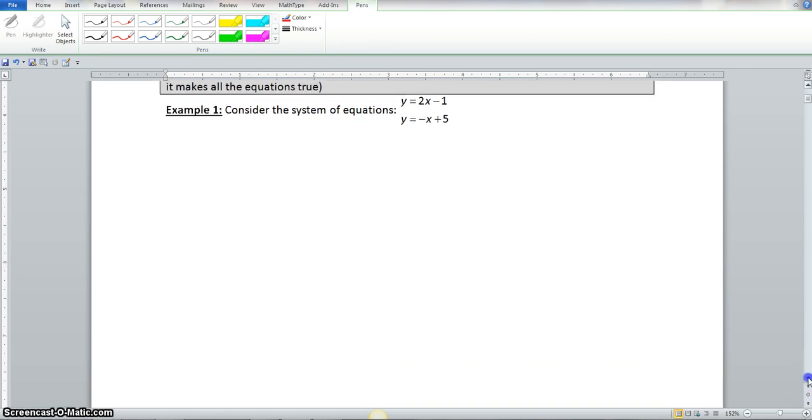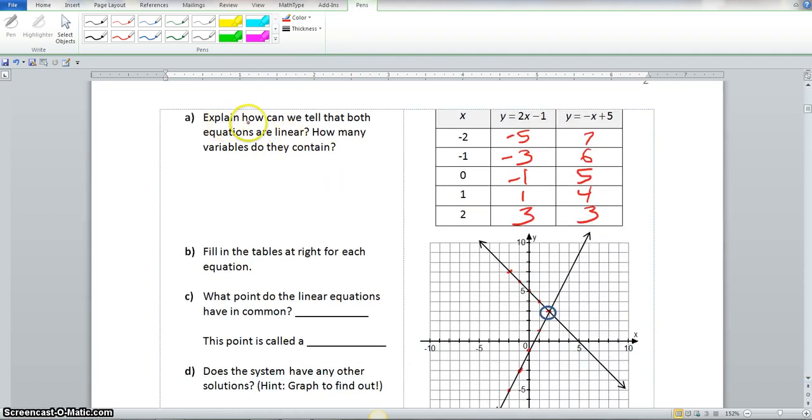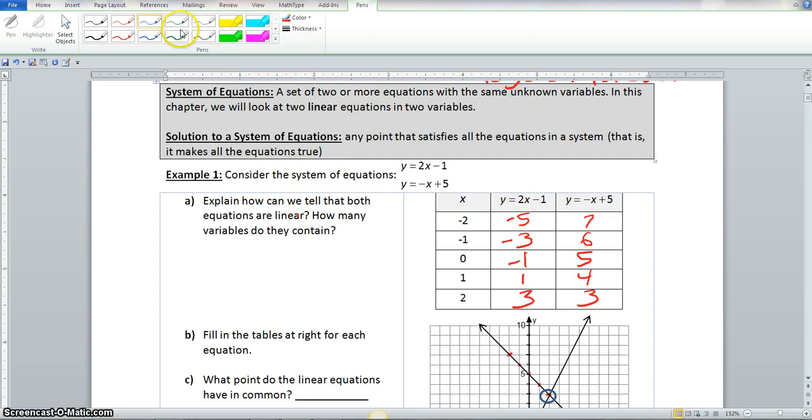So, now on your page, the next part will be this here. It says A, explain how can we tell that both equations are linear? How many variables do they contain? So the first thing we would do is fill out this graph here. As a matter of fact, okay class, there was a slight error here on the page, but I corrected it. We go back to example 1. Consider the system of equations. We have y equals 2x minus 1 and y is equal to -x plus 5. Okay, now we have A. It says, explain how can we tell that both equations are linear? How many variables do they contain?